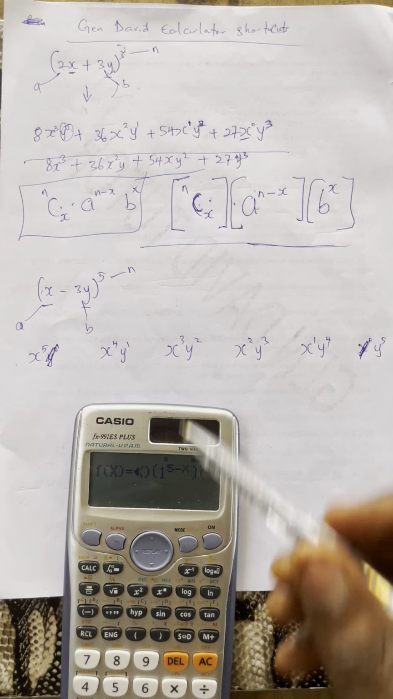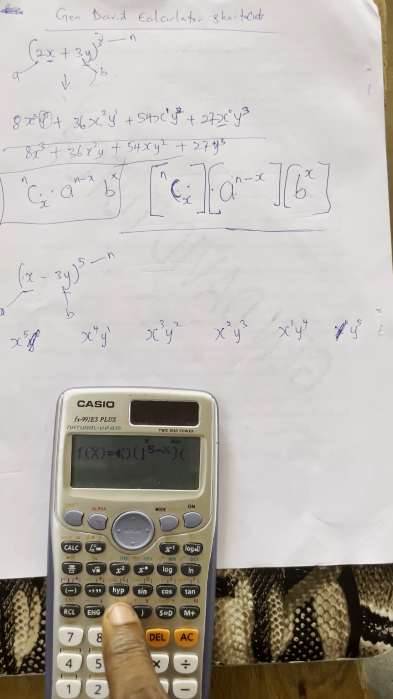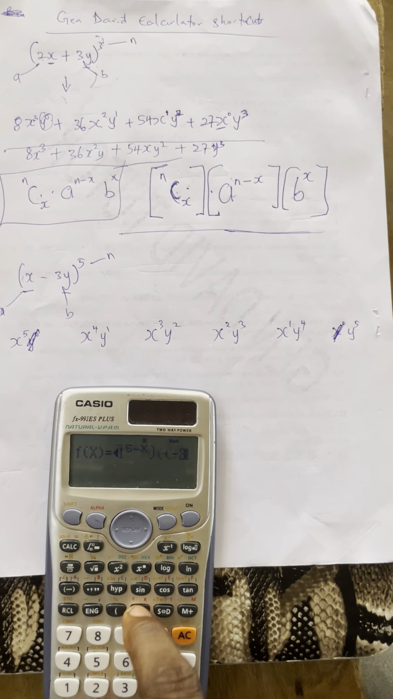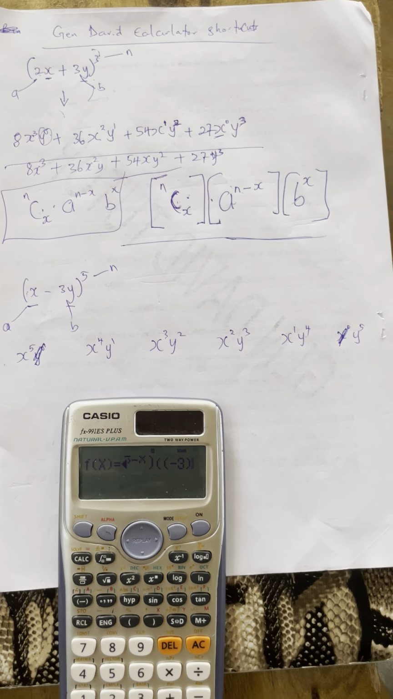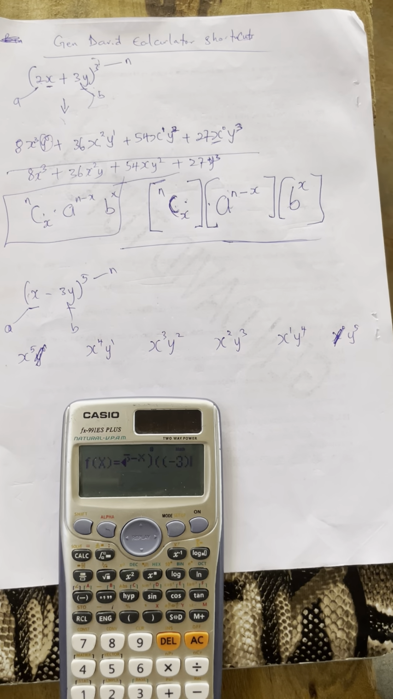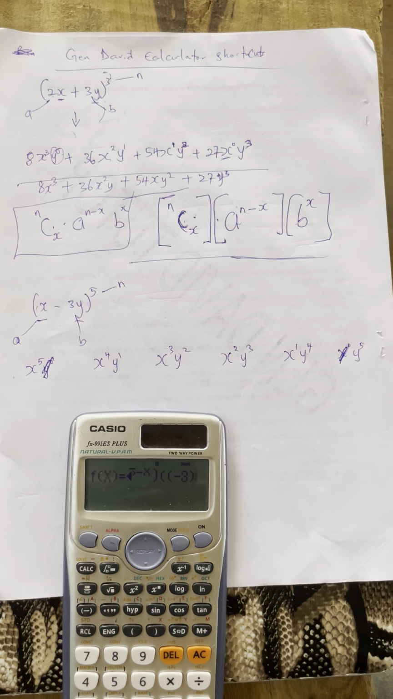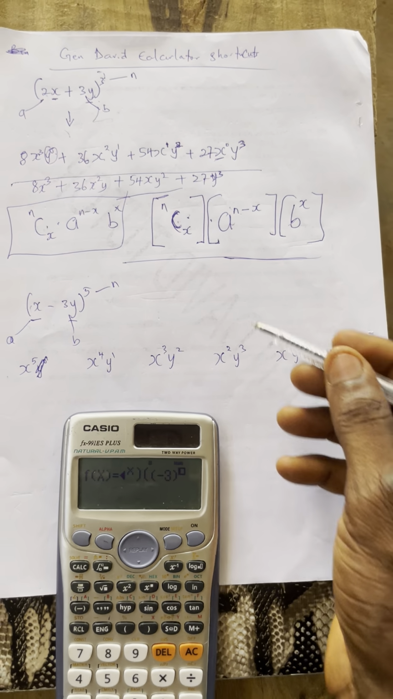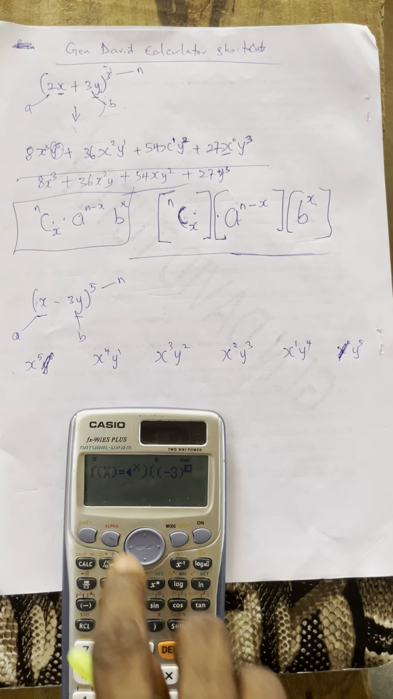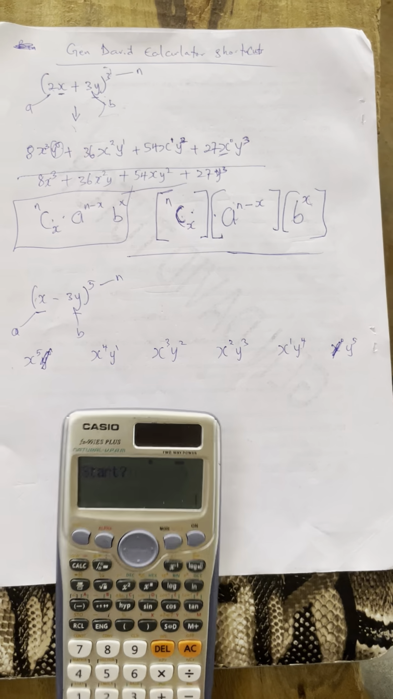What's your b? Your b is minus. So because b is minus, I have to open another bracket. So let me put that minus 3 inside bracket. Can you see that I put minus 3 inside bracket, because if I don't put it inside bracket it will give me different values. So now, raised to the power of, what's the value of this? We have x. Then come and close the bracket, press equals to.